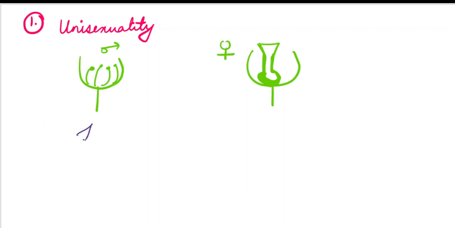And this condition, where the plants have only one type of reproductive part, we call dioecious.